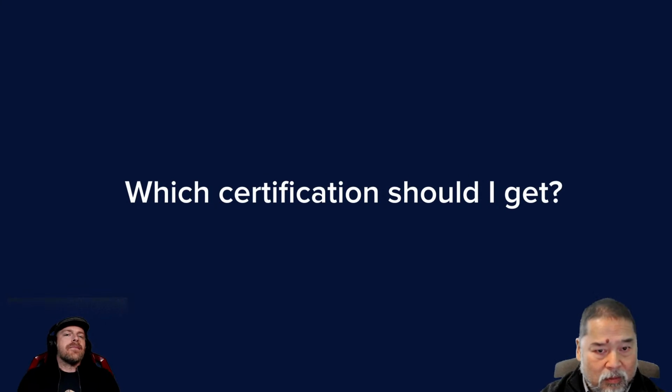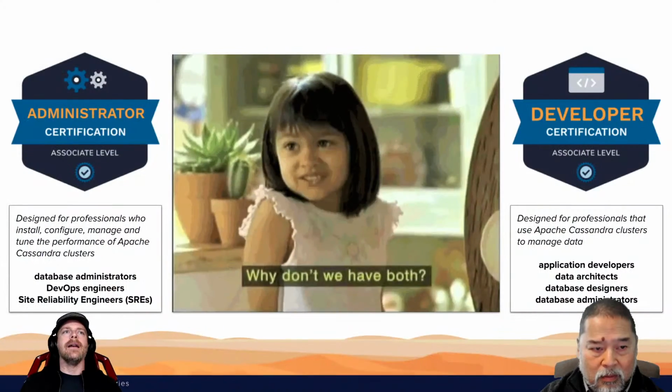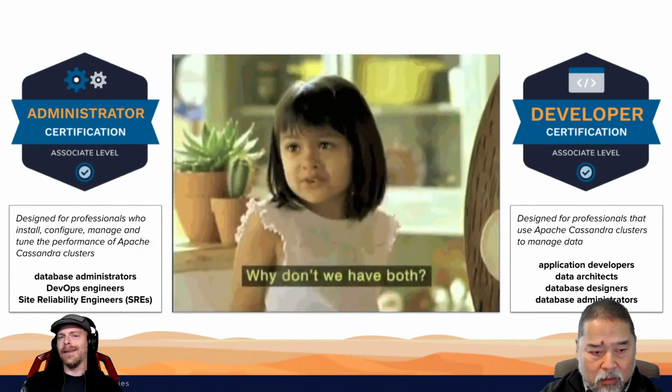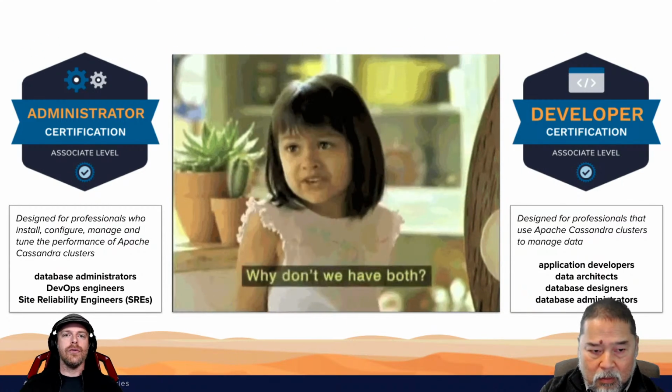So the first thing is, what certification should you get? There are two different certifications that you can get, either the administrator certification or the developer certification. What it really boils down to is this. If you're somebody who is looking to manage an Apache Cassandra.